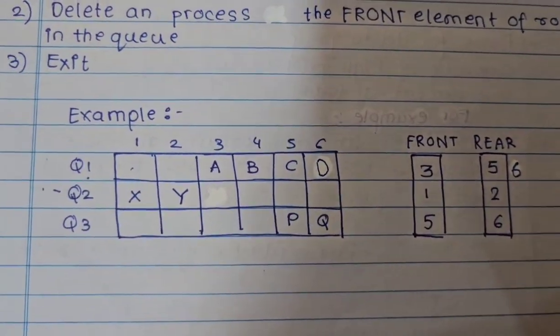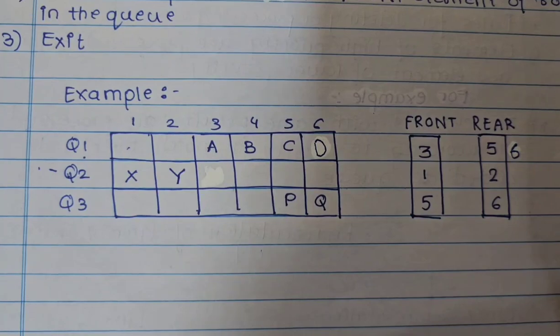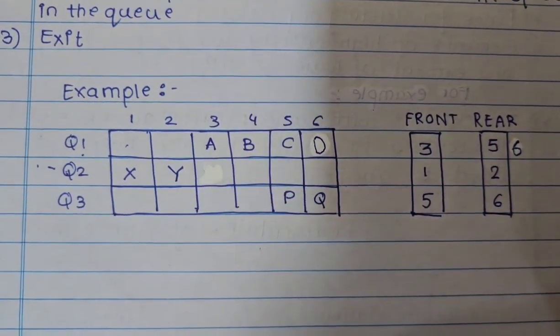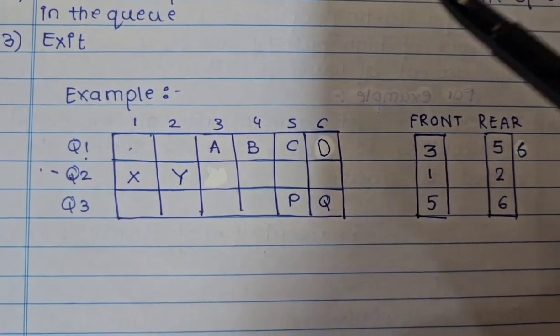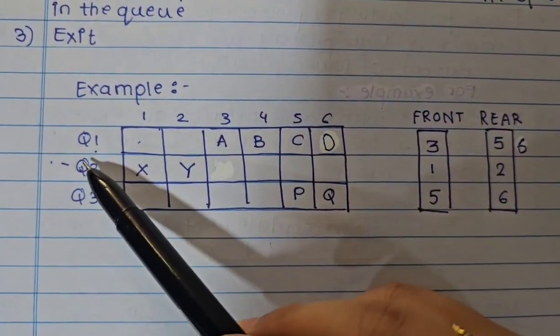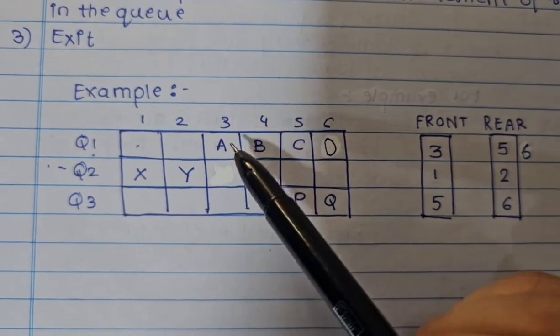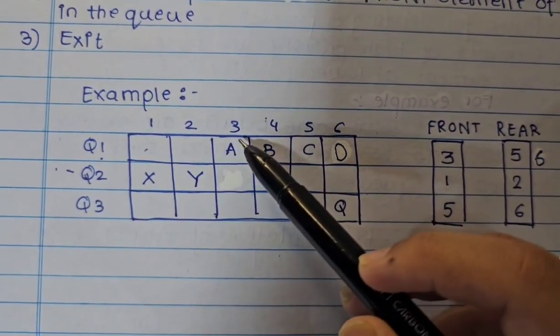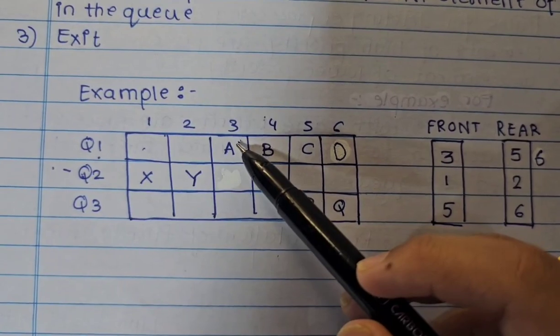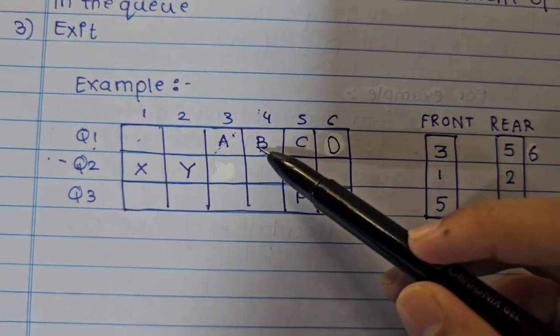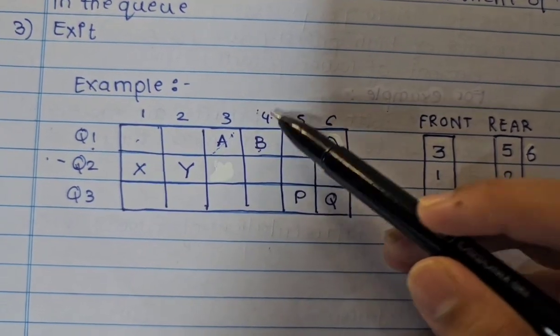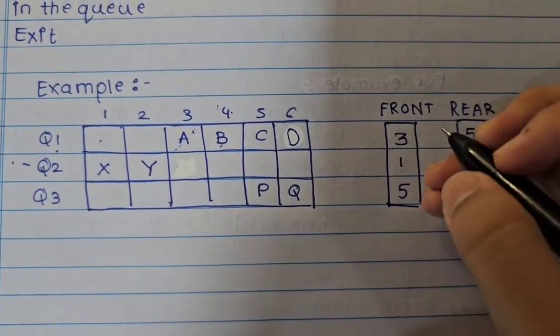Now if we want to delete an element from the priority queue, we know that the highest priority is deleted before the lower priority. Here the highest priority is Q1, and deletion always happens at the front end. So A will be the element which will be deleted, and the front will shift to front plus 1. So here front will become 4.